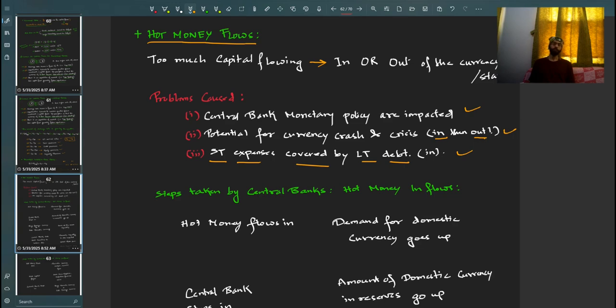Now, hot monies first start flowing in, let's say. What are the steps that the central bank can take? What are the steps that the central bank can take to balance it out? So, we'll discuss this now.